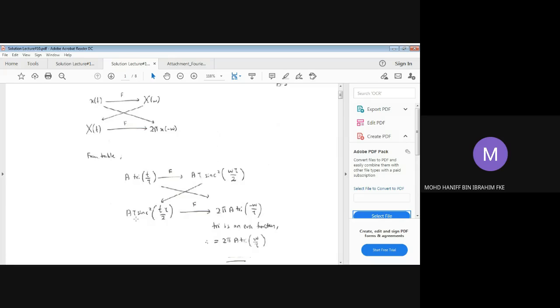So you're going to have a tau sin squared, where the omega is now changed to t, so t tau over 2. And then its Fourier transform is equal to 2 pi, and we straight away copy these terms here. We're going to have a triangular, and the t is now changed into negative omega. We have t over tau here, but in this case it will be negative omega divided by tau, because x of t is changed into x of negative omega.